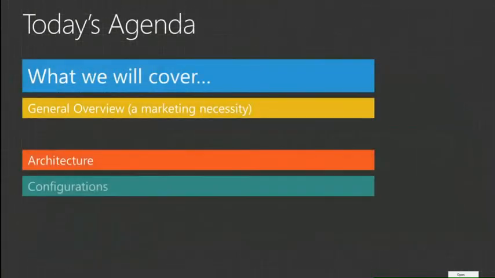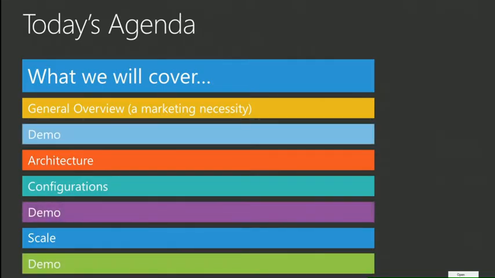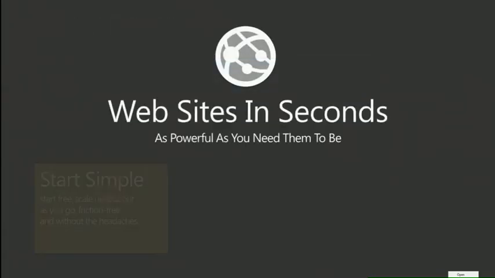So basically, we're going to do the general overview, like I mentioned. Really, this is just about a level set to make sure nobody's left behind when we go into the deeper stuff. We'll talk about the architecture, configurations, and then it wouldn't be a cloud talk if we didn't talk about scale. So that's a super important bit that really is the crux of what makes Windows Azure Websites so special. And we'll throw some demos in there, hopefully, so you don't fall asleep in the middle of the process.